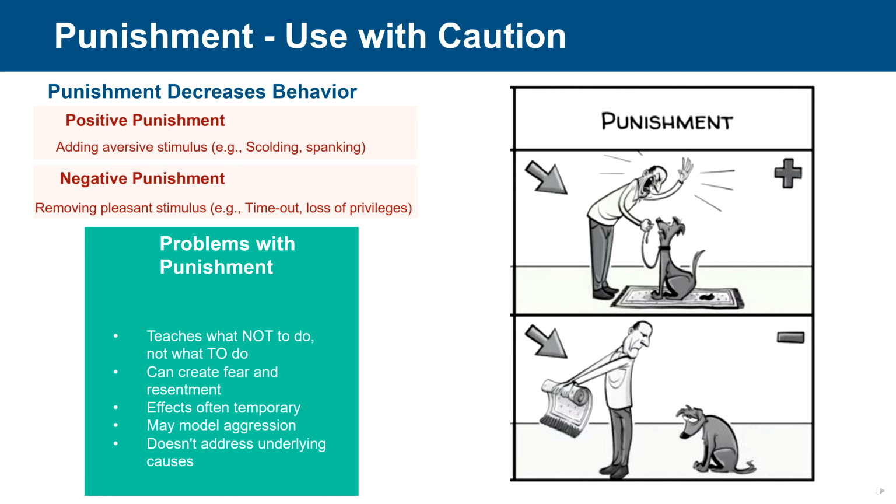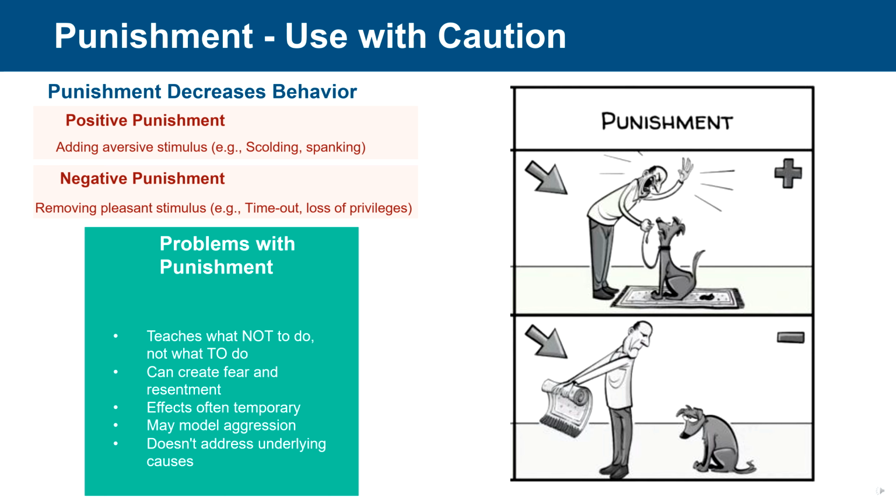Punishment decreases behavior, but it should be used cautiously. Positive punishment adds something aversive. A child touches a hot stove and gets burned. They're less likely to touch it again. Negative punishment removes something pleasant, like taking away screen time for misbehavior.